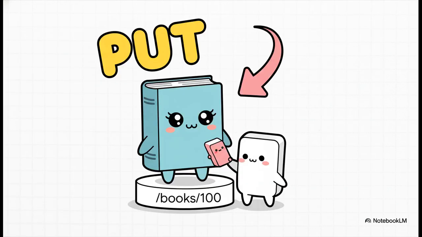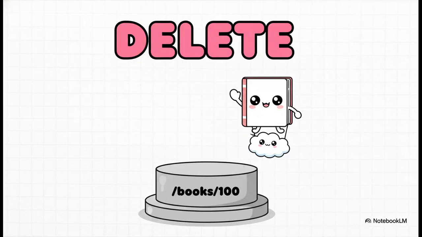Now, what if you notice a mistake in that book, book number 100? Maybe there's a typo in the title. If you need to change or update the info for that specific book, you use the word put. You're putting new information in its place. And finally, if you want to remove that book from the library entirely, you guessed it, you use delete.